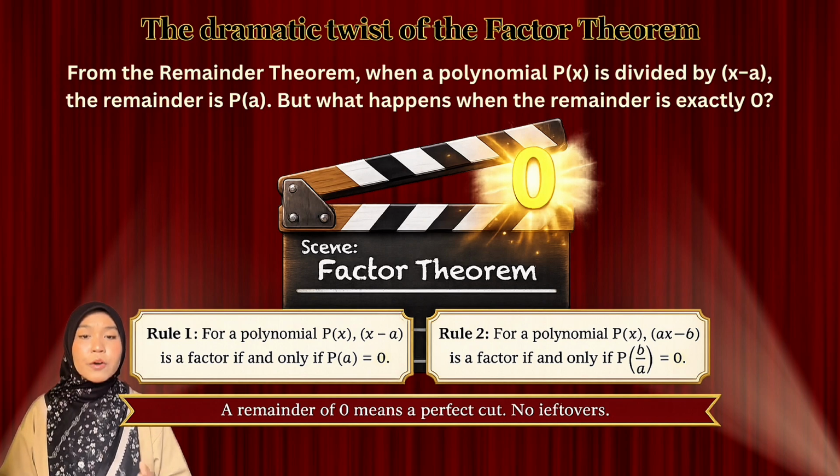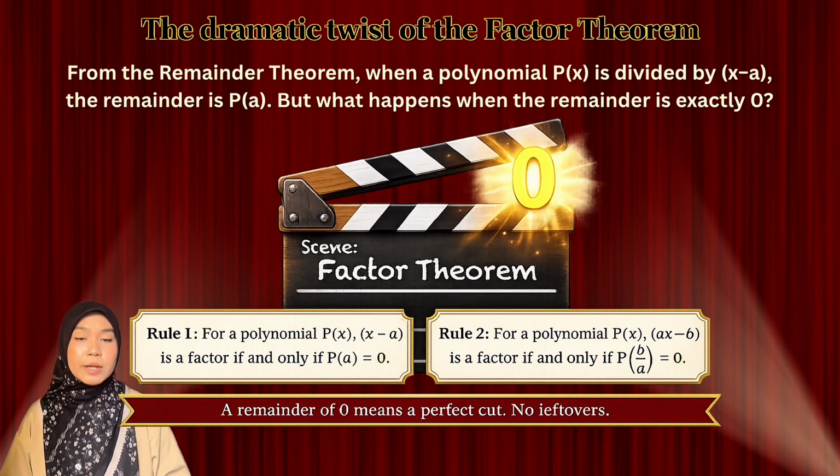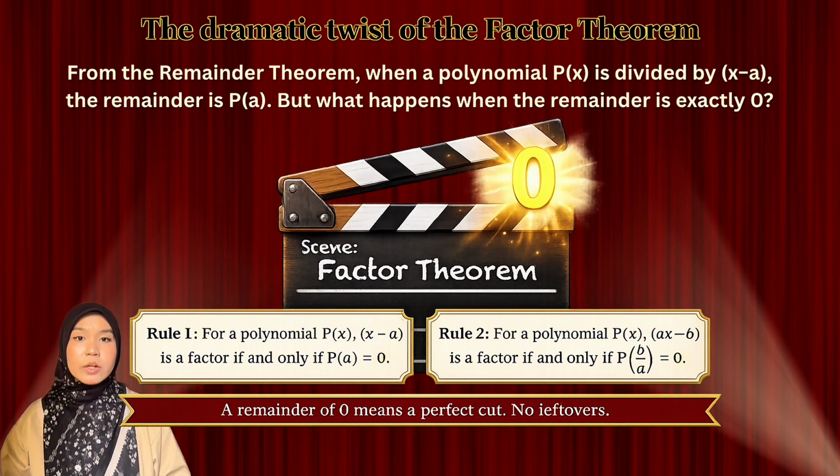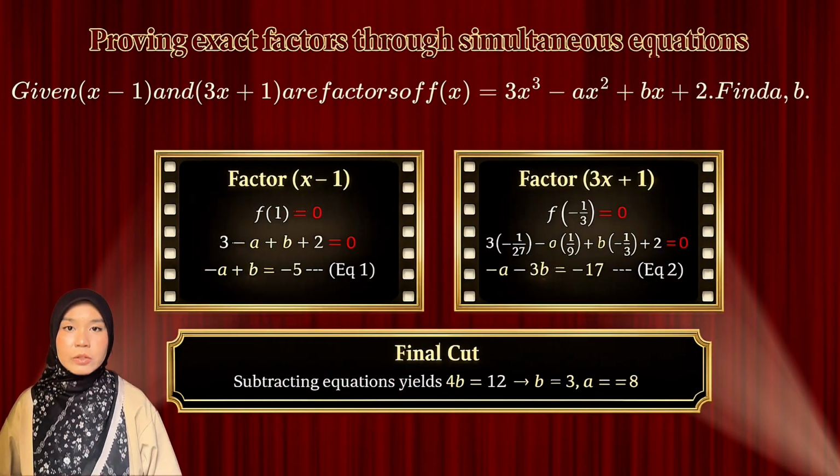For rule 1, a polynomial P(x) has x minus a as a factor if and only if P(a) equals 0. For rule 2, a polynomial P(x) has ax minus b as a factor if and only if P(b over a) is 0. This theorem is very useful for factorizing polynomials and finding roots. So let's apply the factor theorem.